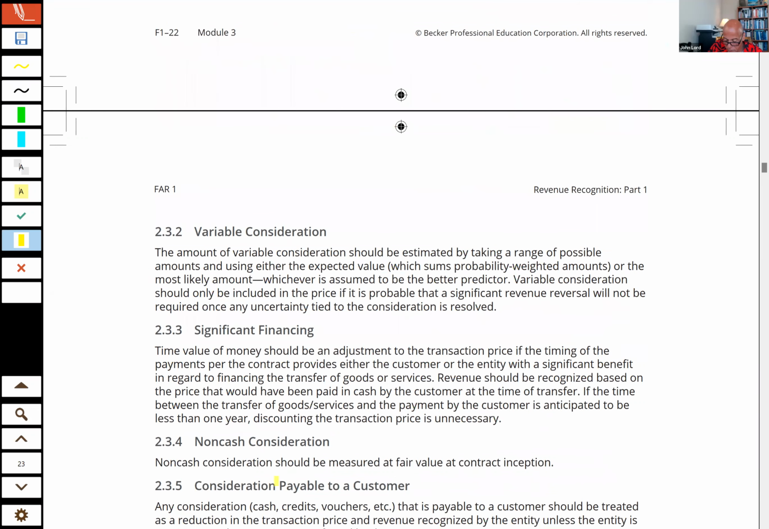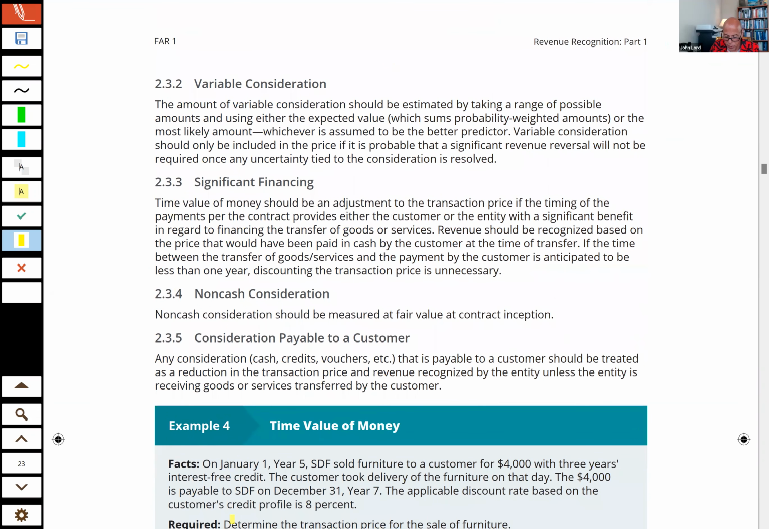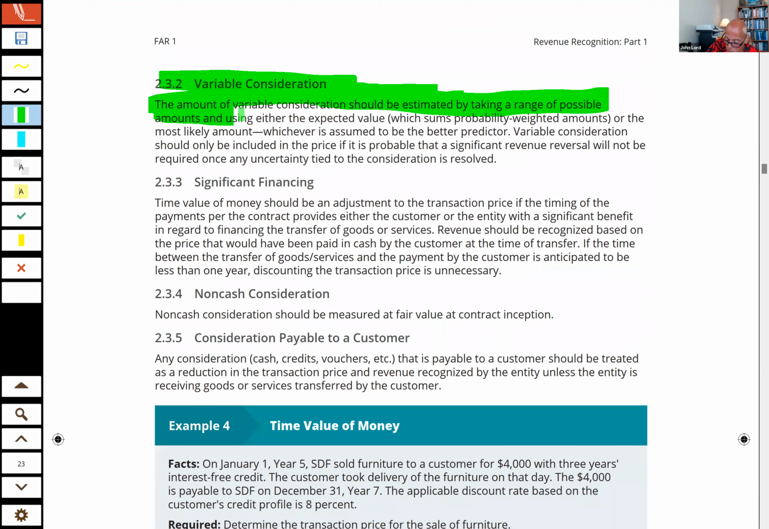There are various ways the consideration can come in. There could be variable consideration. With variable consideration, the amount that's going to be paid should be estimated by taking a range of possible amounts and using the expected value, or the most likely amount, okay? So why don't you go ahead and flashcard that. It's variable consideration.